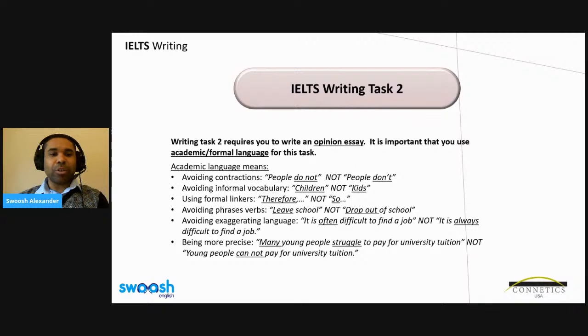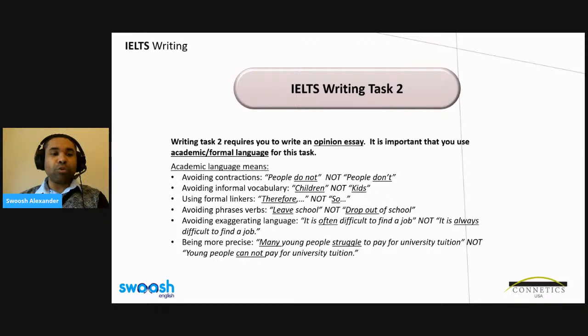And here are the points which are particularly important for today's class, is that we should avoid exaggerating with our language. So an example here that would be appropriate is, it's often difficult to find a job, not it's always difficult to find a job. Because if you say always, that means in 100% of cases, which is an exaggeration. In some cases, maybe it's not so difficult. So we're looking at the word often as being more accurate because it doesn't exaggerate as much.